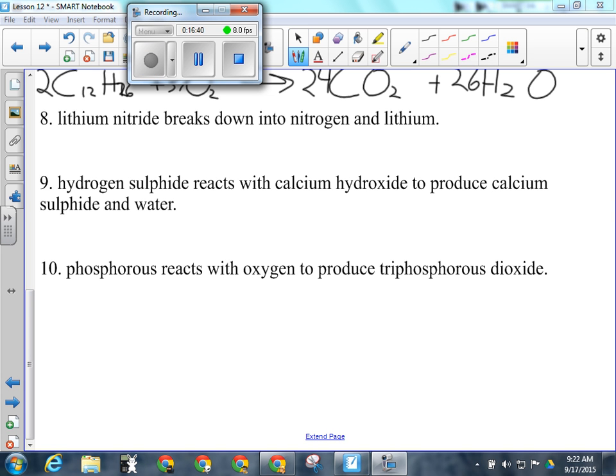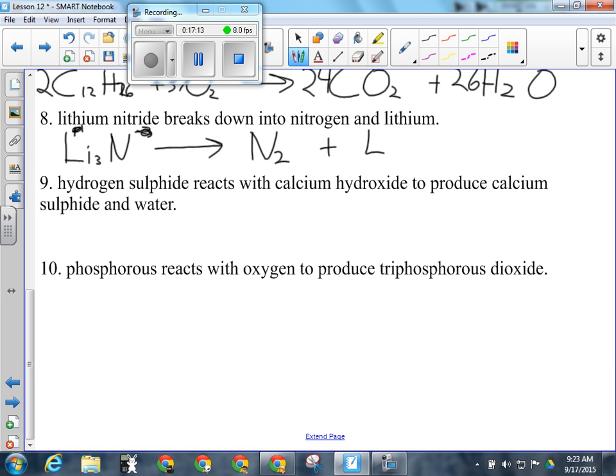Okay, so on number 8, we've got lithium nitride, ionic or molecular? It's ionic. Lithium is a metal. So I know I've got to do the swap and drop. On this one, nitride is -3, lithium is +1, so I'll have Li3N for that compound. And it says it breaks down into nitrogen and lithium. What's nitrogen look like? N2, right? That's one of those ones, again, where we've got to be looking at the periodic table and checking for special elements. And lithium? Lithium is not special. We don't mean to hurt its feelings, but it's not. It comes as a single.